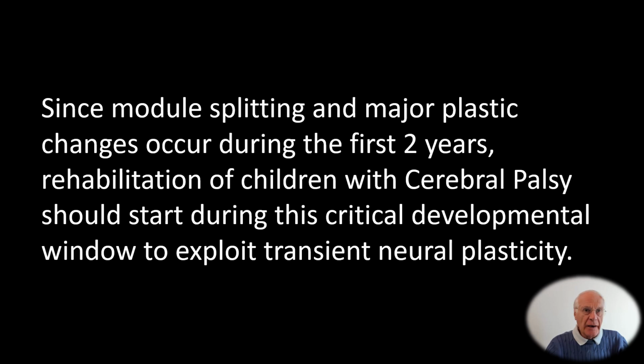So we have an important message. Since module splitting and major plastic changes occur during the first 2 years, rehabilitation of children with cerebral palsy should start during this critical developmental window to exploit transient neural plasticity. For many brain functions, it has been shown that after the closure of the critical window for plasticity, it is very difficult to repair errors in brain development.